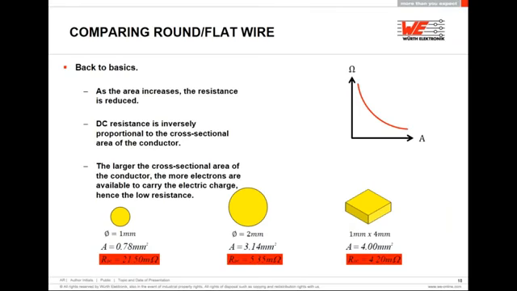Great, so let's go back to the basics and quickly recap this information. As the cross-sectional area increases, the direct current resistance is reduced, as shown on the graph. In other words, the direct current resistance is inversely proportional to the cross-sectional area of the conductor. The larger the cross-sectional area of the conductor, the more electrons are available to carry the electric charge, hence the low resistance. You can see below the 3 examples that we have previously analyzed.